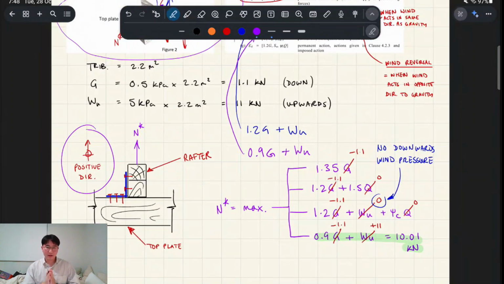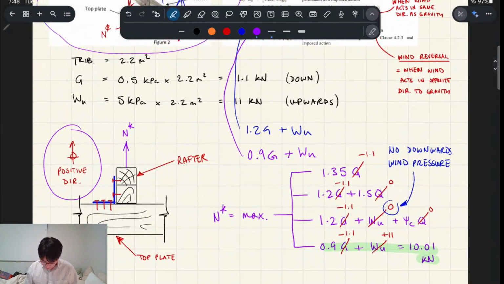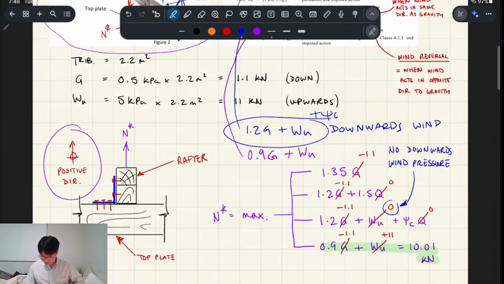Let's just consider the wind uplift as upwards, right? We basically don't have downwards wind pressure, and this is basically downwards wind in combination with gravity, right? So whenever you use this load case, the one which also includes the combination factor with Q, that's actually just looking at wind acting in conjunction with gravity loads, so downwards wind pressure. So we actually don't have any downwards wind pressure, right? So really that one's actually just 1.2 G.